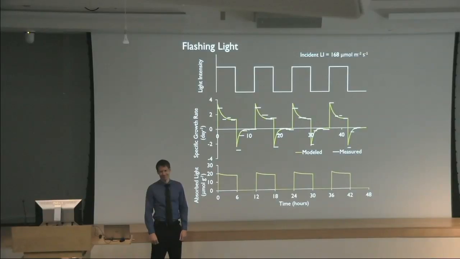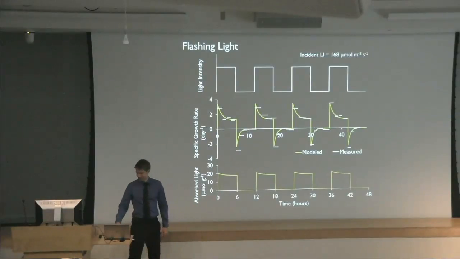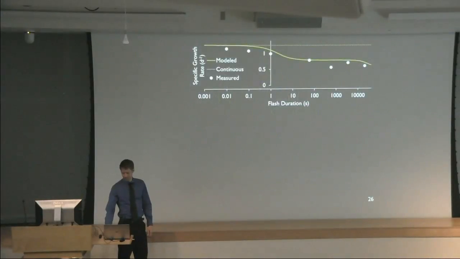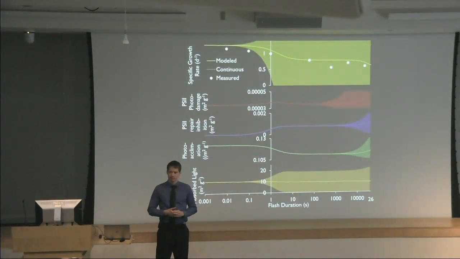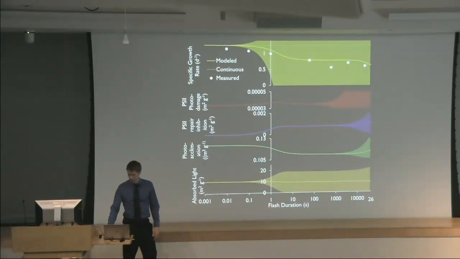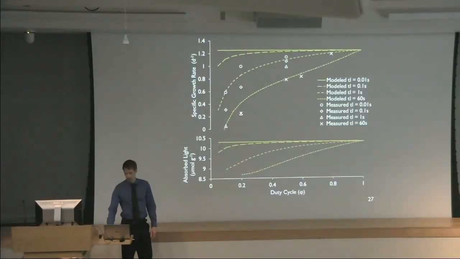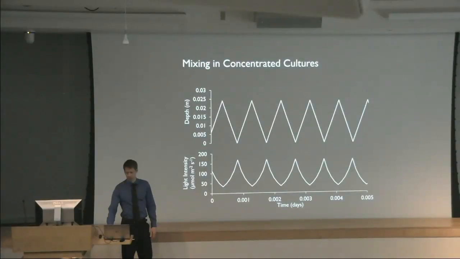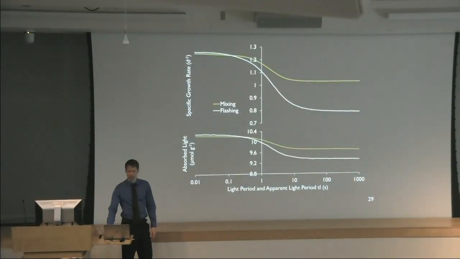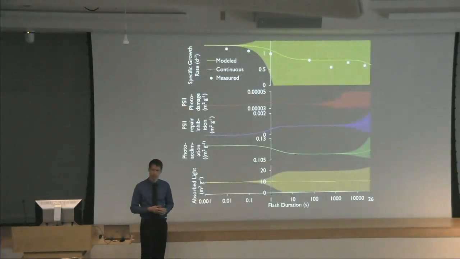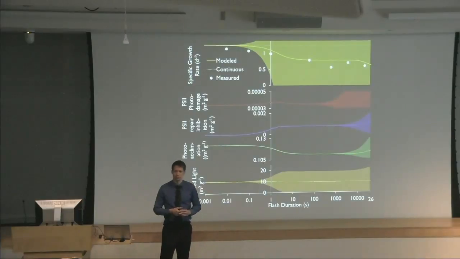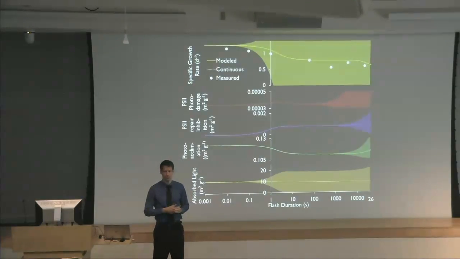Looking at your flashing experiments, I've talked about this some, but I need a refresh on it. When you kept the total amount of light constant? Yeah, so all the data that I show here and here, and actually here too, sorry, is the same total amount of light. So how does that compare to the literature, like Grobler's work in the 90s when he was doing flashing light experiments?